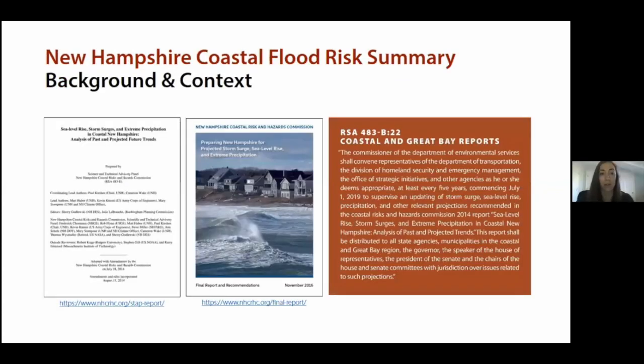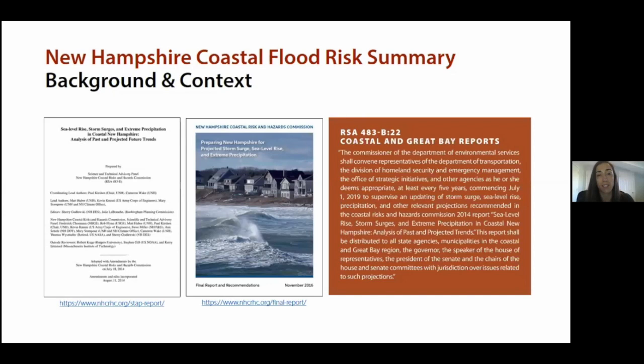So starting with some background and context, the 2019-2020 Coastal Flood Risk Summary was prepared to fulfill the requirements of state statute RSA 483-B:22, which directs the New Hampshire Department of Environmental Services to get a group of state agencies together to supervise updates of storm surge, sea level rise, extreme precipitation, and other relevant coastal flood risk projections at least every 5 years. The 2019-2020 update replaces the first edition that was released in 2014 as part of the New Hampshire Coastal Risk and Hazard Commission effort, which I'm sure many of you on the line are familiar with.